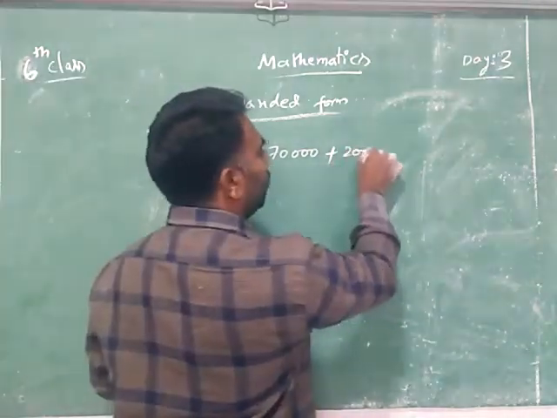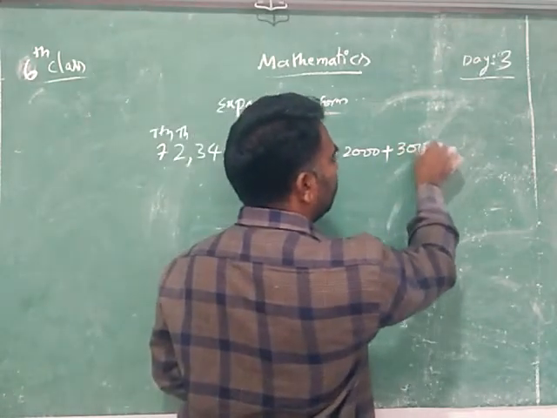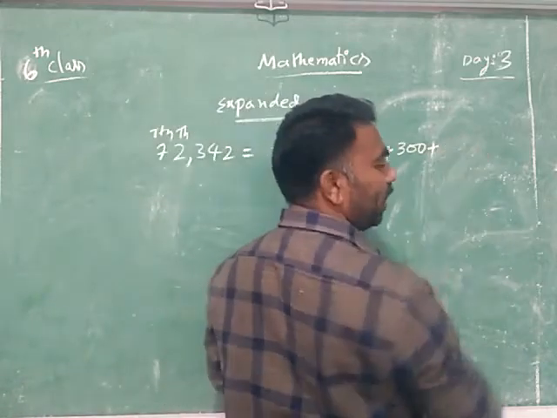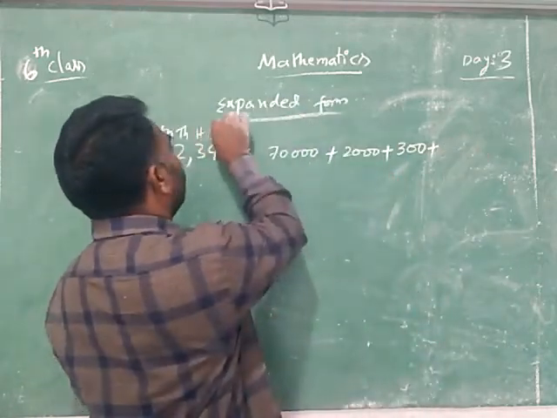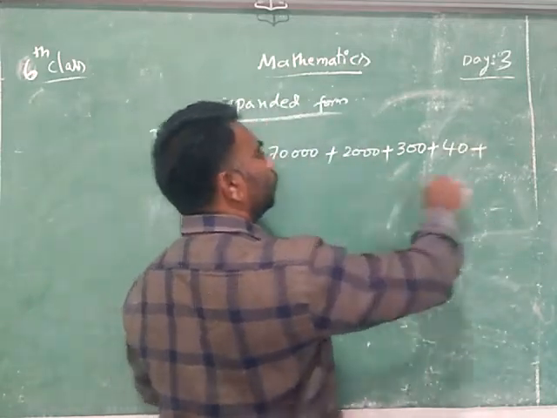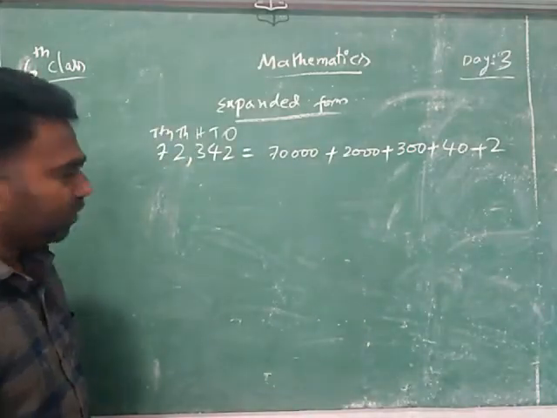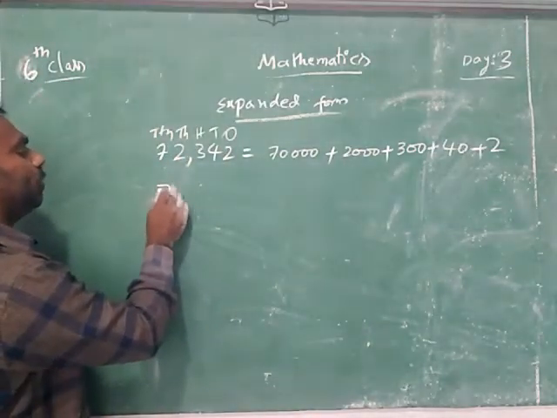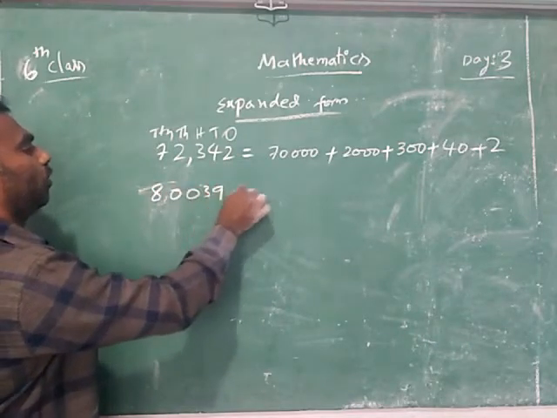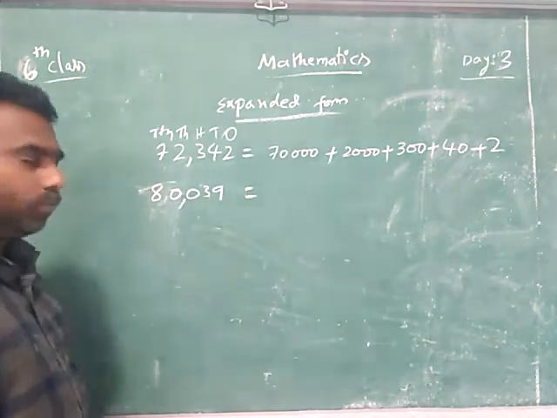That's why 2,000 plus 3 is in hundreds place. That's why 300 plus 4. 4 is in tens place. 4 tens are 40. 2 is in ones place. 2 ones are 2. That is the way of writing expanded form. It is very easy. One more example I will give to you.